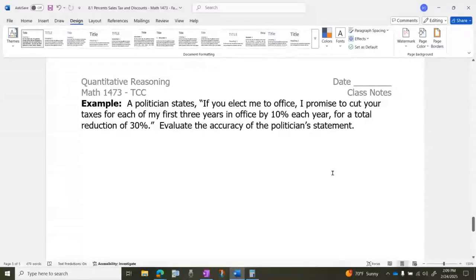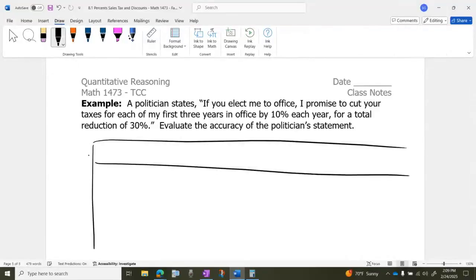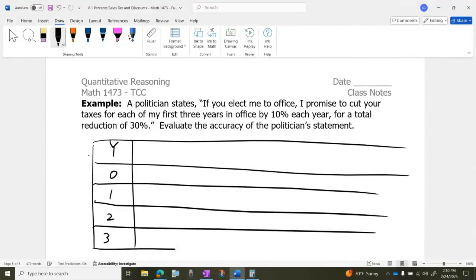Sometimes it's not that they don't know. Sometimes they just purposely overestimate. Let's see. It seems okay, right? Each year cut 10% and you end up with a cut of 30%. It's actually not the case. We can make a table if you like. Let's do year 0, year 1, year 2, year 3.